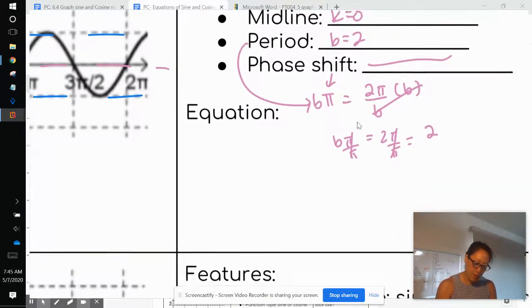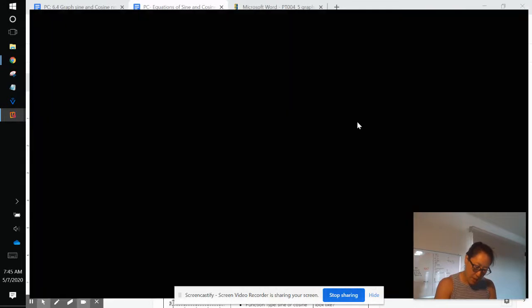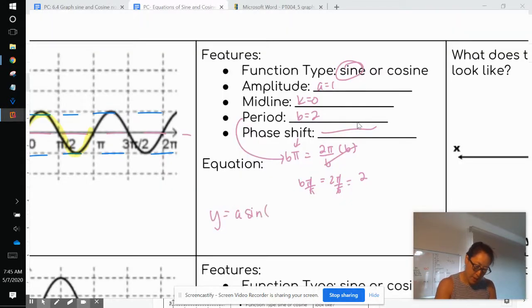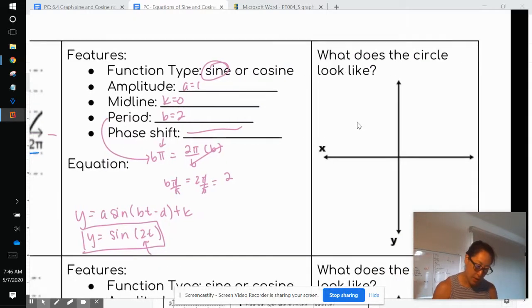So I'm going to go ahead and write in my equation, y is equal to a times the sine of bt minus d plus k. So y is equal to 1 times the sine of 2t, we don't have a phase displacement, plus 0. So 2t. So the 2 here tells me I'm spinning twice as fast as normal. So instead of spinning 1 degree per second, we're spinning 2 degrees per second. Sweet. Let's draw our circle.